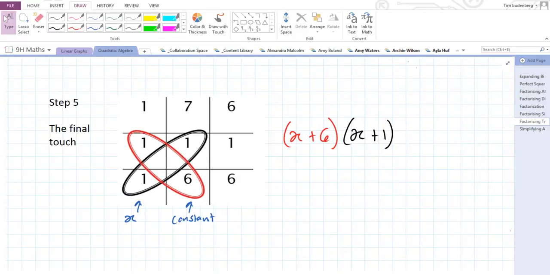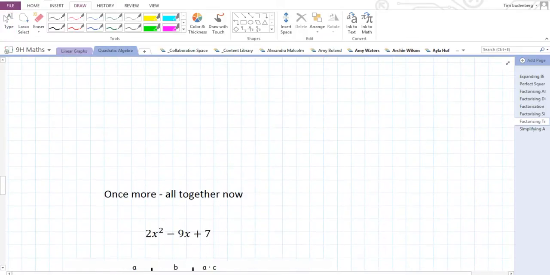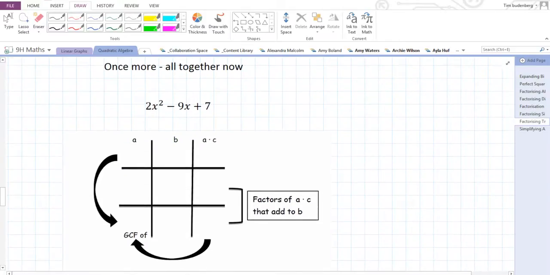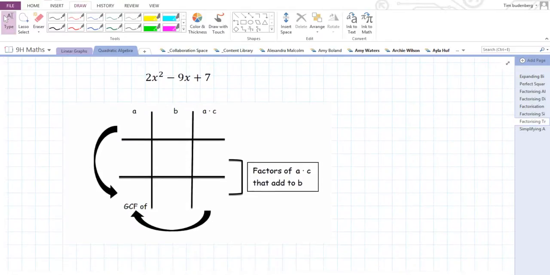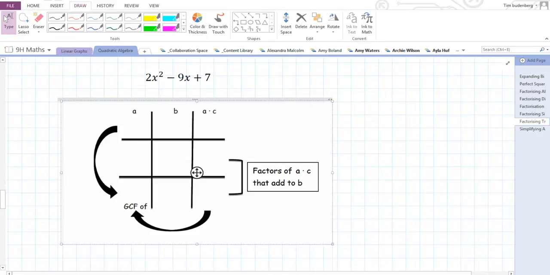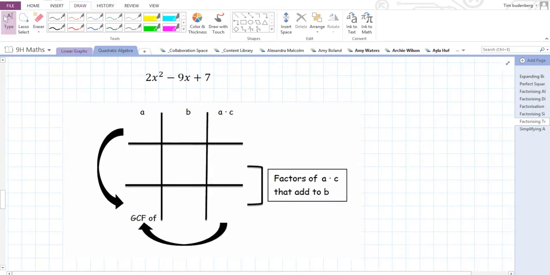All right, let's try the whole thing on one square, so all the steps using the same grid. Remember, step 1, we fill in the top row: A, B, A dot C. So A is 2, B is negative 9, and AC is 2 times 7, which is 14.